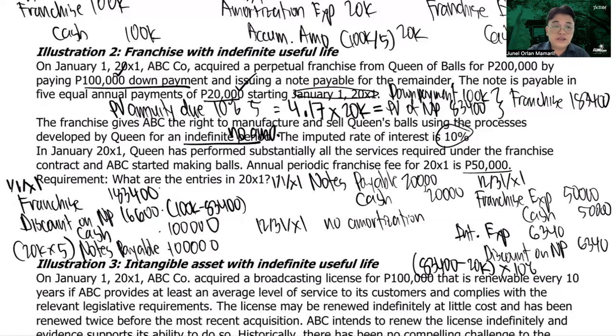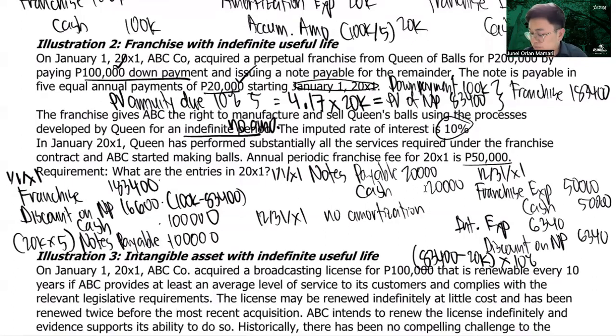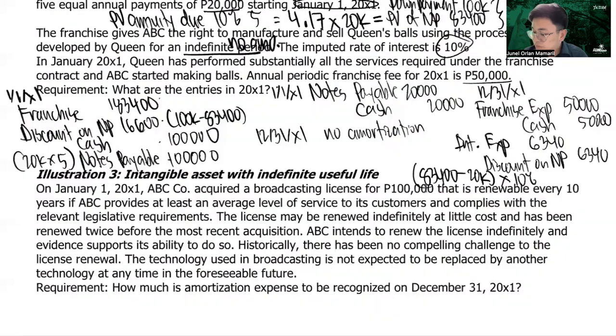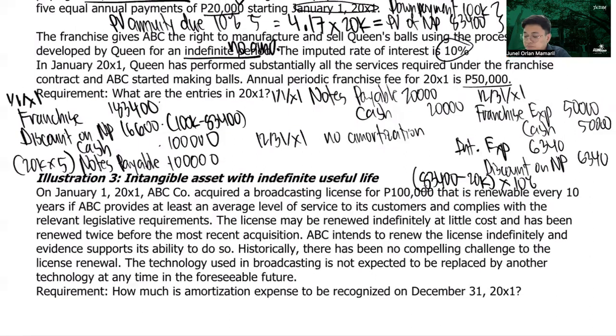For our final example, magkano daw yung amortization expense to be recognized? We read through the problem. Sabi niya, the license may be renewed indefinitely at a little cost. Okay, tapos intends to renew the license indefinitely. Therefore, we have an indefinite useful life. Indefinite useful life equals no amortization expense.